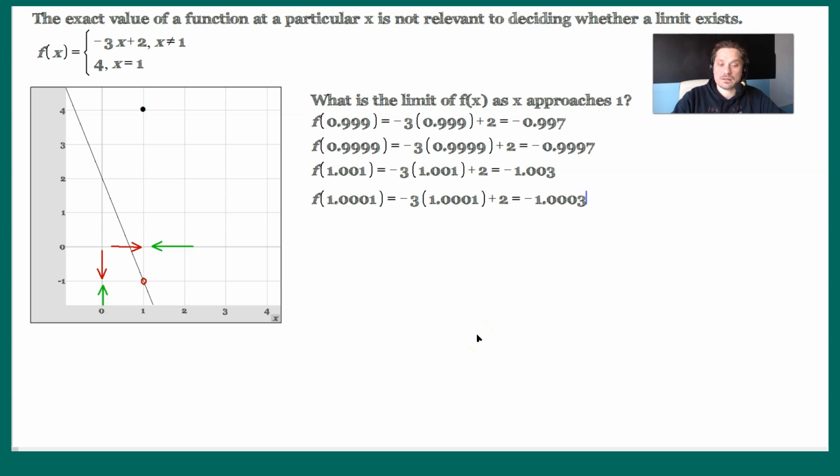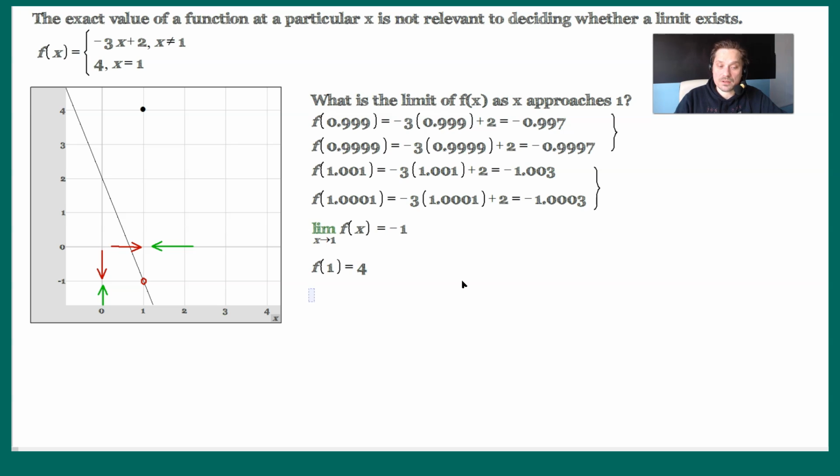What is this suggesting to us? It's telling us the following, if you look carefully. These calculations are approaching negative 1. Therefore, the overall conclusion is that the limit, as x approaches 1, of f of x is negative 1. The value of the function itself at 1, f of 1, the way we defined it, is equal to 4.